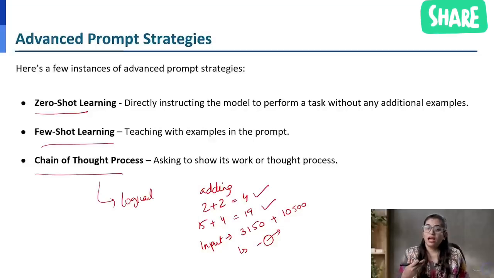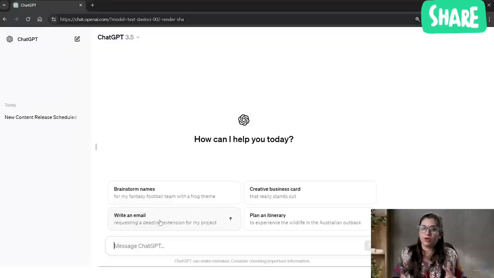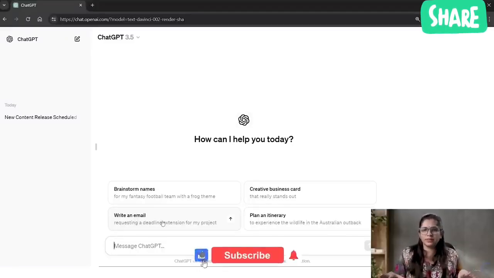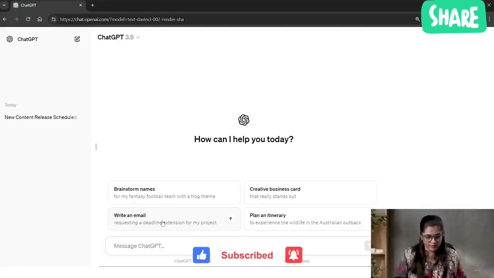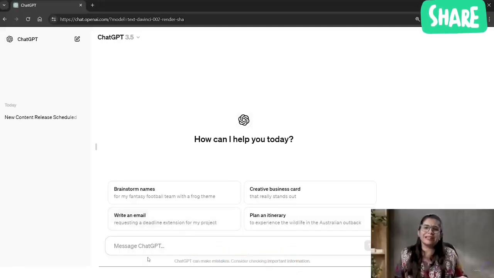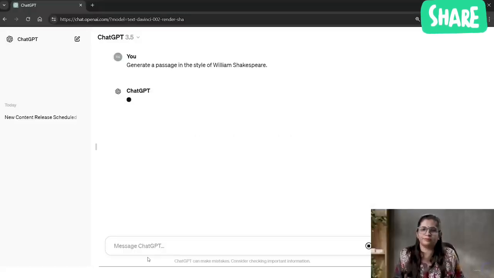Now let's see examples of these 3 prompt strategies on ChatGPT so that you understand better how to work with these on the actual playground. Let's see a few examples of these advanced prompt strategies: zero shot, few shot, and chain of thought. Zero shot is giving no examples, just giving the instruction, just giving what it needs to do. So we'll take a simple, very generalized example, where we are generating a passage in the style of William Shakespeare. We are giving this prompt.